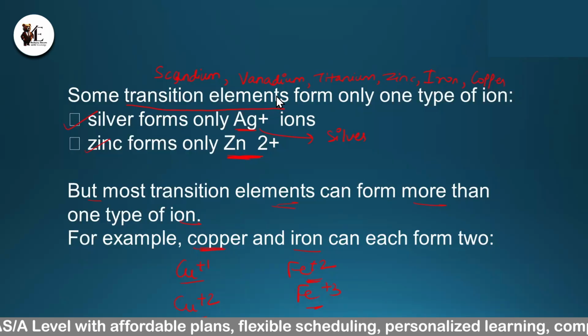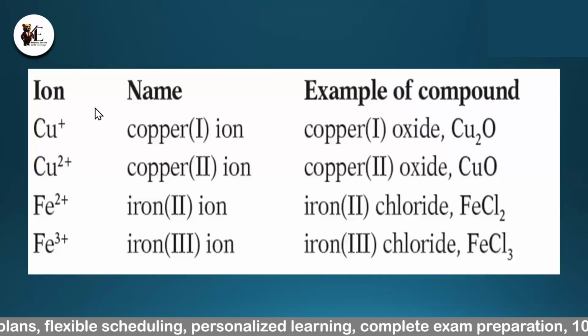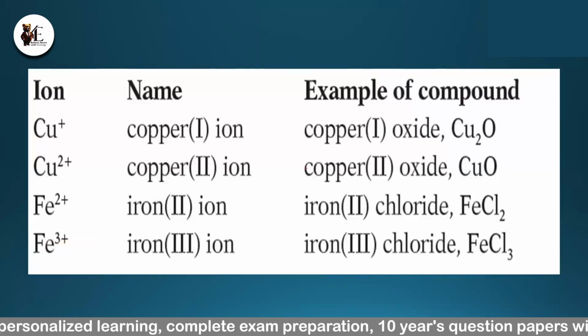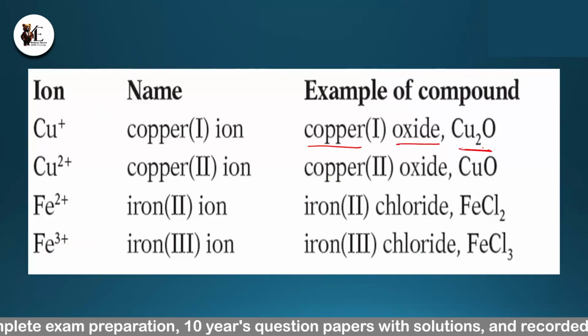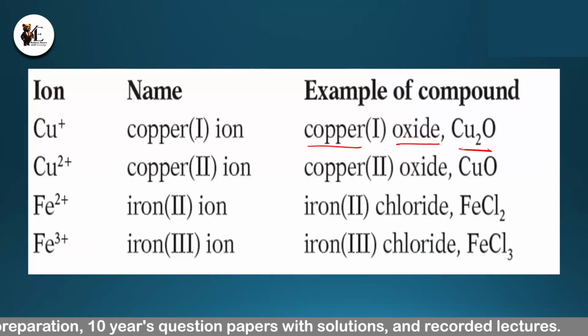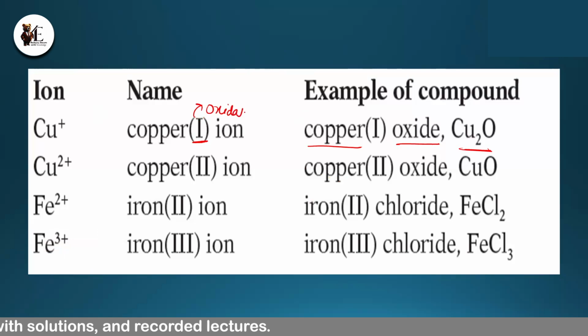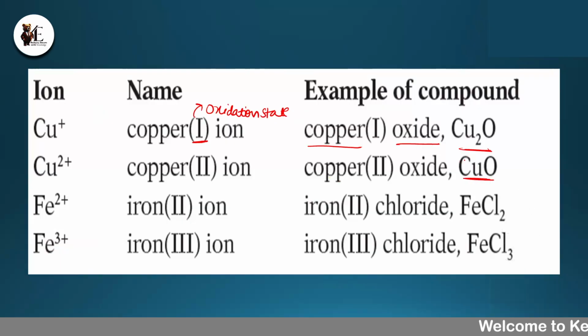Done. Okay. The examples of copper plus 1 and copper plus 2, iron plus 2 and iron plus 3 are these ions. Copper oxide, Cu2O, where copper exists in plus 1 oxidation state. This number, written in Roman numerals, is the oxidation state, or you can say the valency also. Copper oxide, CuO, here copper exists in plus 2 oxidation state.